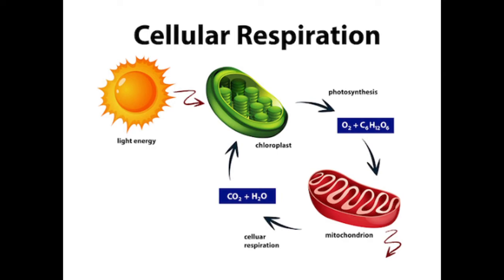Now we have a very beautiful picture that represents cellular respiration. So remember that cellular respiration takes place in all living things, but photosynthesis only takes place in plants. So you can notice that after the photosynthesis process that comes from the plant, oxygen and glucose is created. And after those particles are absorbed by a mitochondrion, then carbon dioxide and water is created.